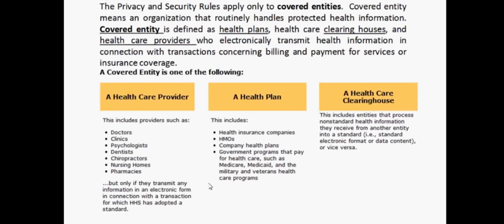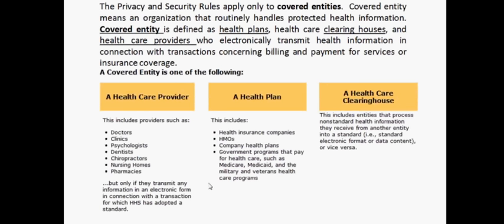So I want to make sure that this definition is clear for you all. For example, healthcare providers, I think this should be easy to understand, such as your doctors, physicians, clinics, psychologists, dentists, etc., right? So they all fall under the category of healthcare providers. Then health plans, which are the HMOs, PPOs, health plans like Medicare, Medicaid, all these are health plans. Basically, they are insurance companies, right?